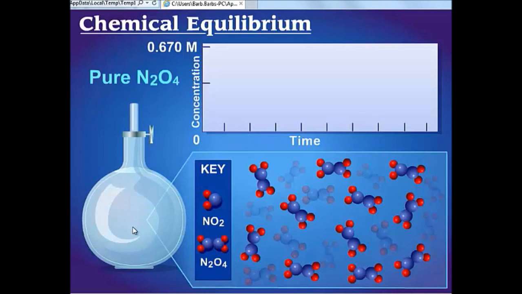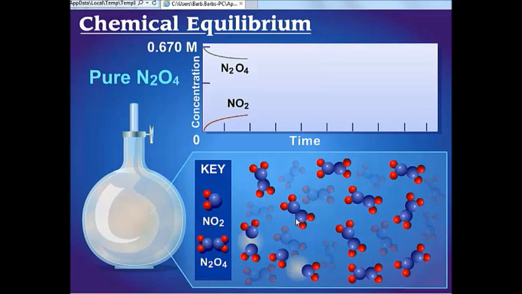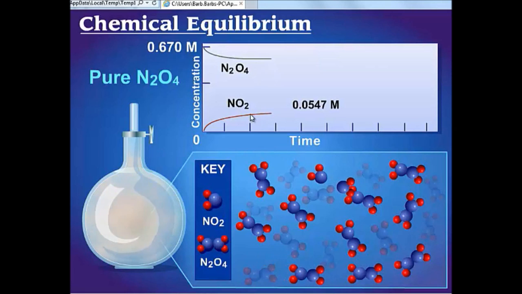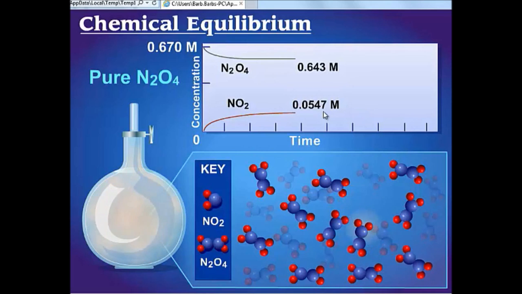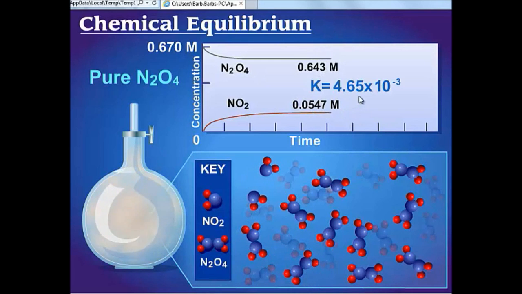Starting with 0.670 molar N2O4, the reaction proceeds toward equilibrium with some N2O4 molecules breaking apart to form NO2 molecules. At equilibrium, the concentration of NO2 is 0.0547 molar, and the concentration of N2O4 is 0.643 molar. Calculating the equilibrium constant, K, we find K equals 4.65 times 10 to the minus 3.